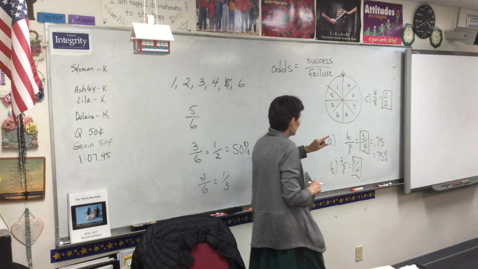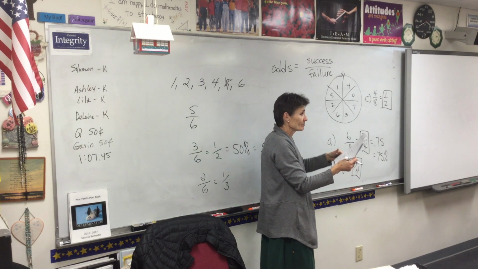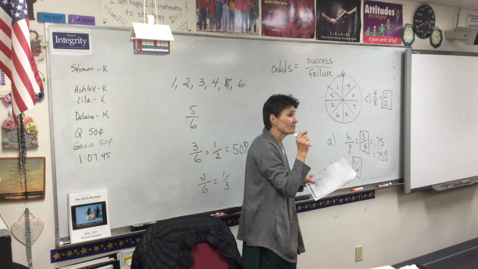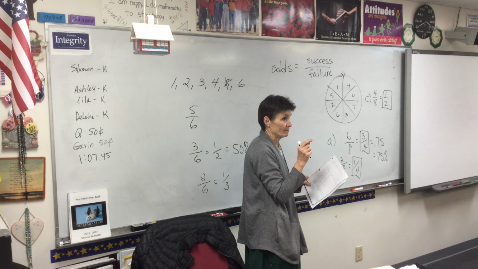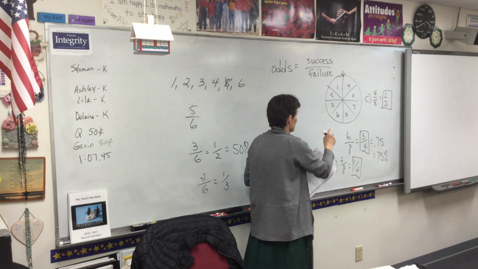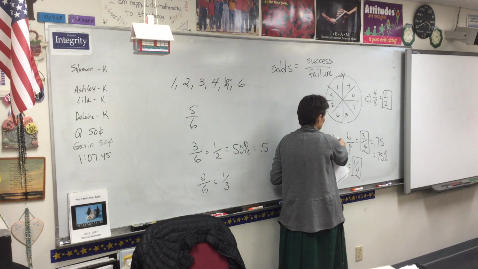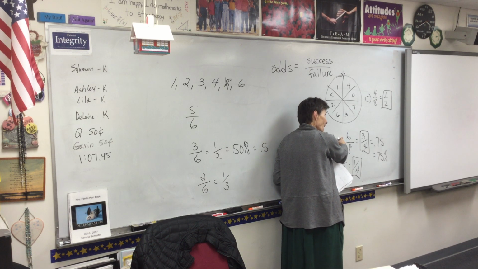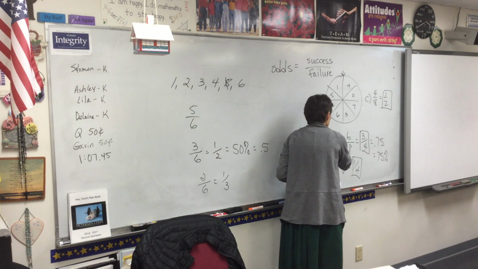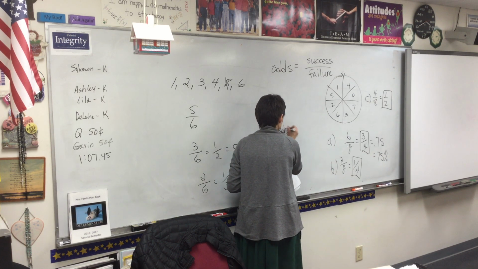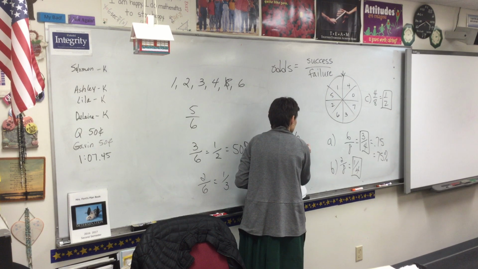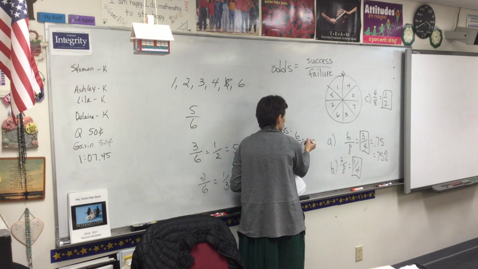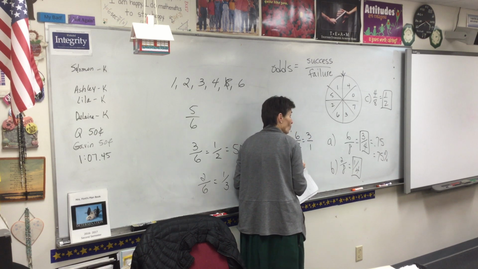Okay? So if we're back to problem A, and I want to know what are the odds of getting a number higher than 1. The probability was 6 numbers higher than 1 over 8 total. So if there are 6 numbers higher than 1, how many are there not higher than 1? 2. So the odds, I'll do the odds over here. The odds would be 6 over 2, which reduces to 3 over 1.